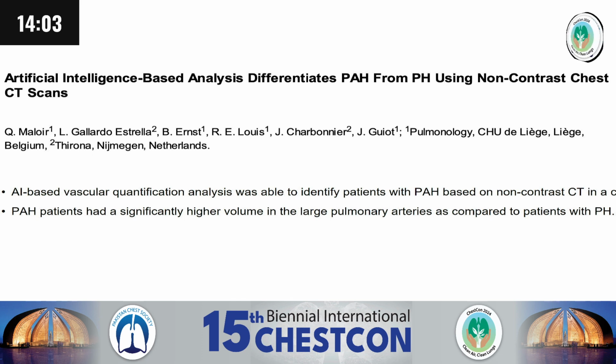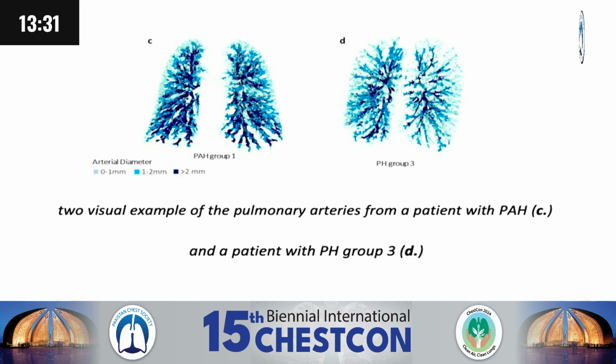Then this is mind-boggling. Using AI, you can differentiate pulmonary arterial hypertension from pulmonary hypertension using non-contrast chest CT. It was a cohort study, and it showed that AI was able to identify patients with pulmonary arterial hypertension, and in pulmonary arterial hypertension, patients had significantly higher lung volumes, as you can see here.